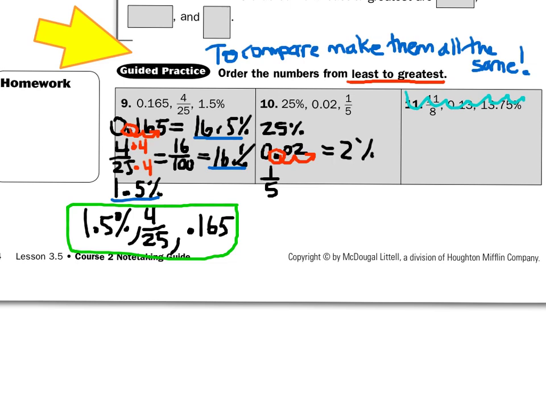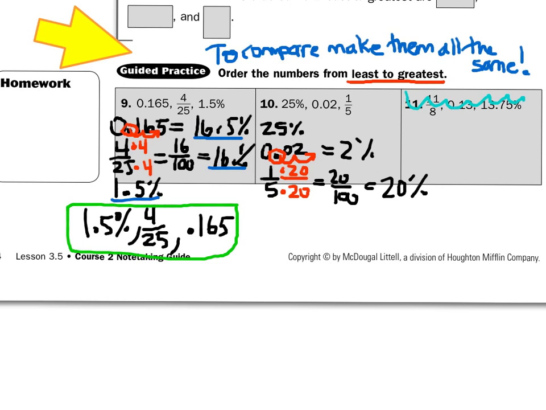And then I'm going to change 1/5 to a percent. So I have to write it as per 100. So I know 5 times 20 would give me 100 on the bottom. Whatever I do to the bottom, I have to do to the top. Multiply that by 20. So that would give me 20 over 100, which is just 20%.